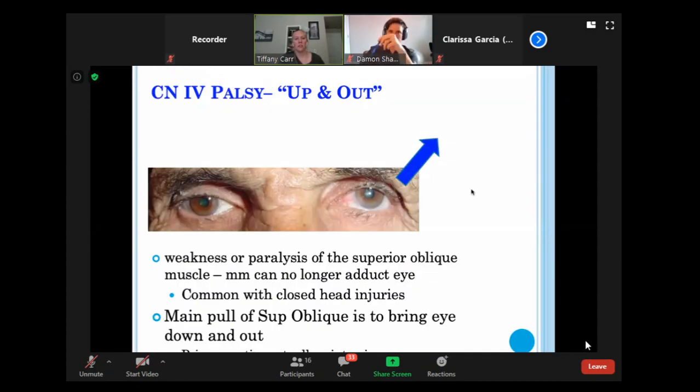All right. So we have cranial nerve 4 palsy is the up and out. And so we're talking about cranial nerve 4 being the superior oblique that wraps around, so they can't rotate their eye down and inward. So it's using the oculomotor nerves, it's going to pull up and out because those are going to be the strongest muscles working. So they'll have weakness or paralysis in the superior oblique muscle.